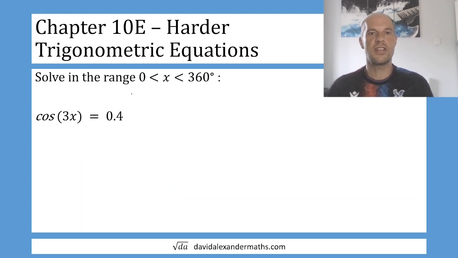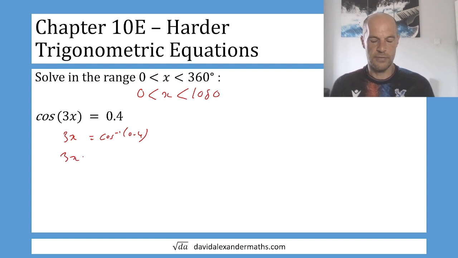Okay, solving in the range 0 to 360, cos of 3x equals 0.4. So if it's in the range 0 is less than x and x is less than 360, then that's the same as the range 3x is greater than 0 but less than 360 times 3, so 1080. So the cos of 3x is 0.4, then 3x is the inverse cos of 0.4. So 3x, shift cos 0.4, I'm getting, again, just to the nearest whole number, 66.